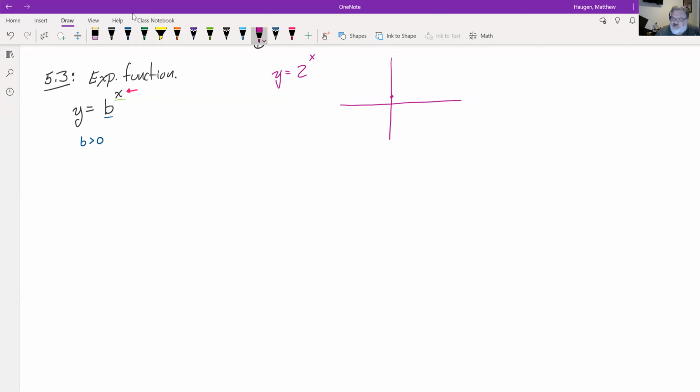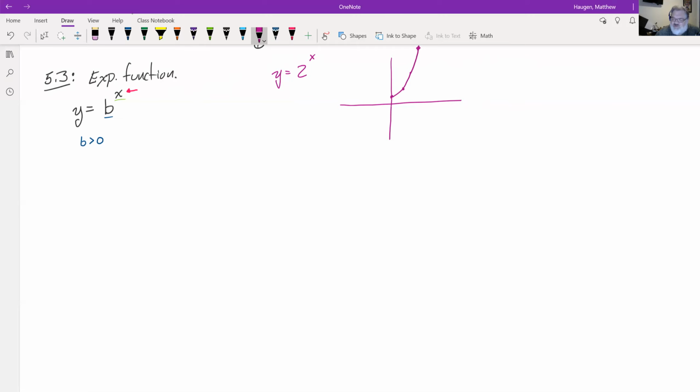2 to the first is equal to 2. 2 to the second is 4. 2 to the third is 8. 2 to the fourth is 16. That gets really big really fast. That's one of the defining characteristics of exponential functions. They get very big very fast.